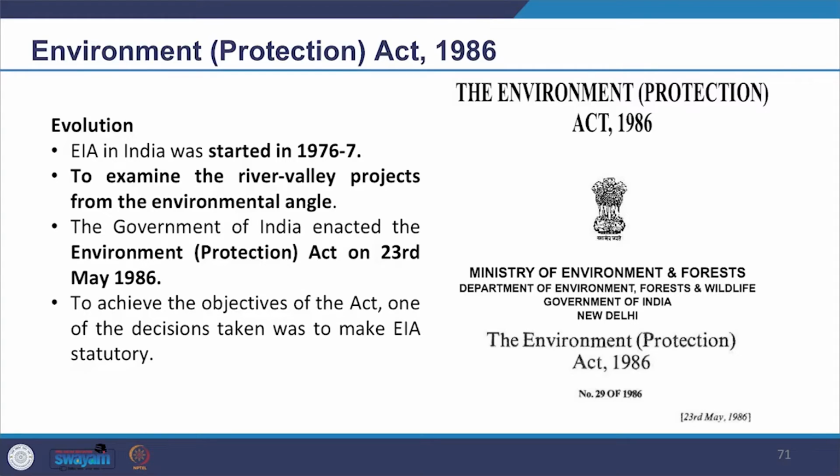Further, as environmental consciousness was gaining momentum, we started working towards environmental protection, and the Environmental Protection Act came in 1986. EIA was introduced first in 1976-77, when the Planning Commission asked the Department of Science and Technology to examine the River Valley projects from the environmental angle. This was subsequently extended to cover those projects which required approval of the Public Investment Board. These were administrative decisions. The Government of India enacted the Environmental Protection Act on 23rd May 1986.